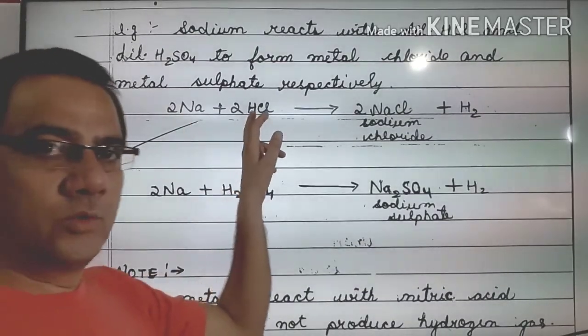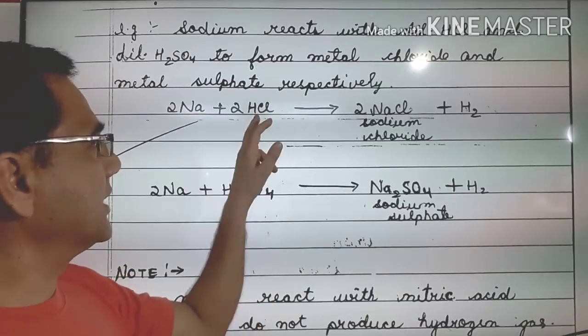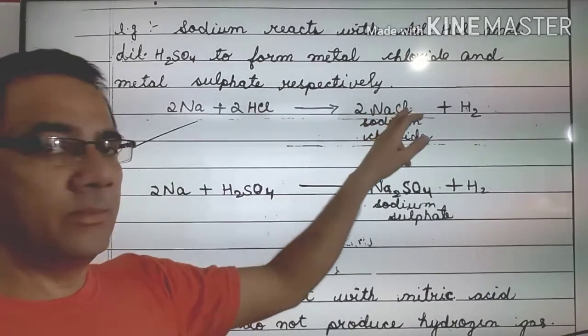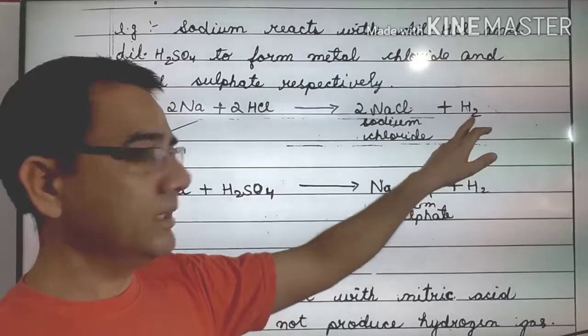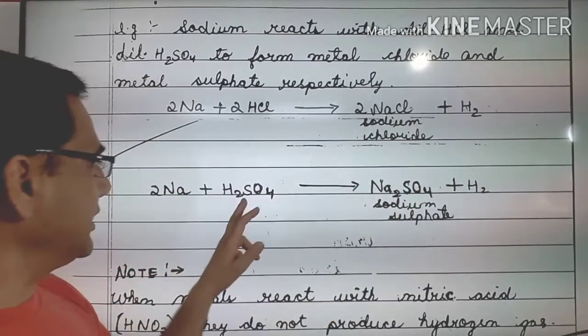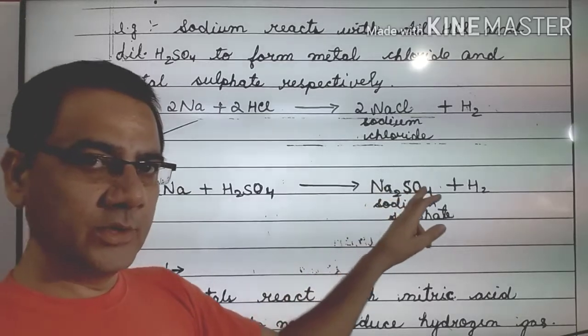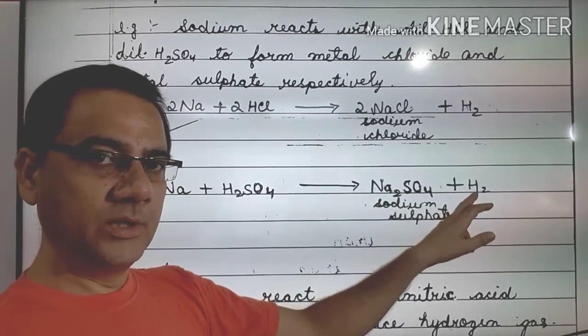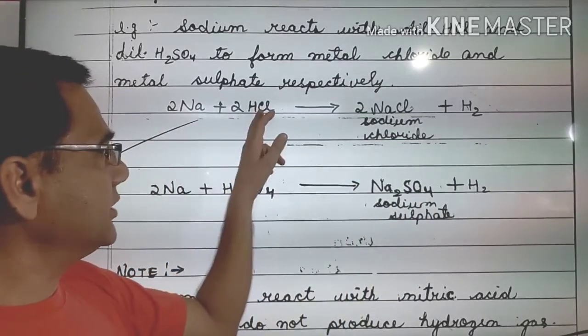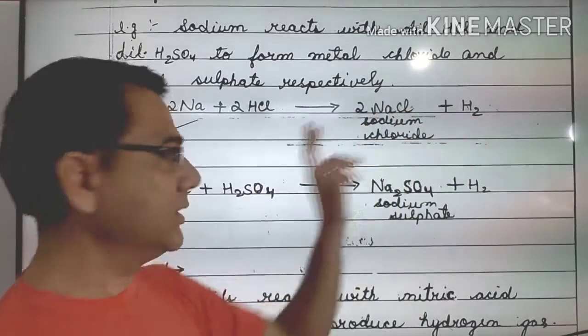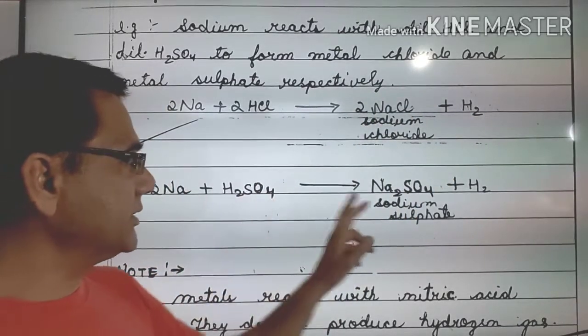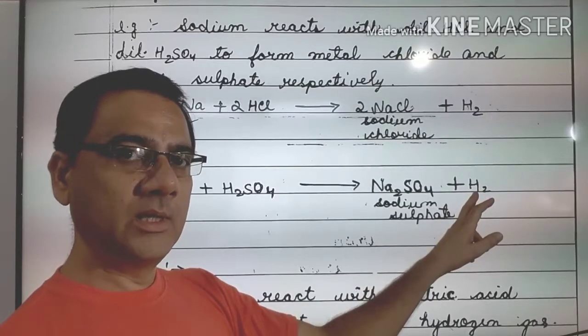2Na plus 2HCl. Sodium plus hydrochloric acid forms sodium chloride. It means the metal chlorides and hydrogen. Now the metal reacting with the sulfuric acid forms metal sulfate. If it is sodium, it is sodium sulfate plus hydrogen. So sodium reacting with the hydrochloric acid gives sodium chloride plus hydrogen. Sodium reacting with the sulfuric acid forms sodium sulfate plus hydrogen.